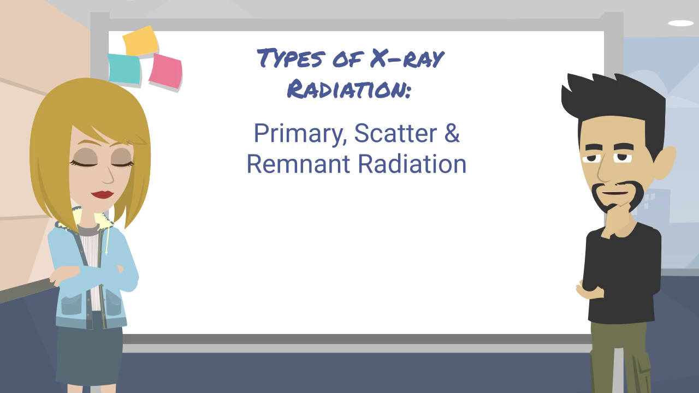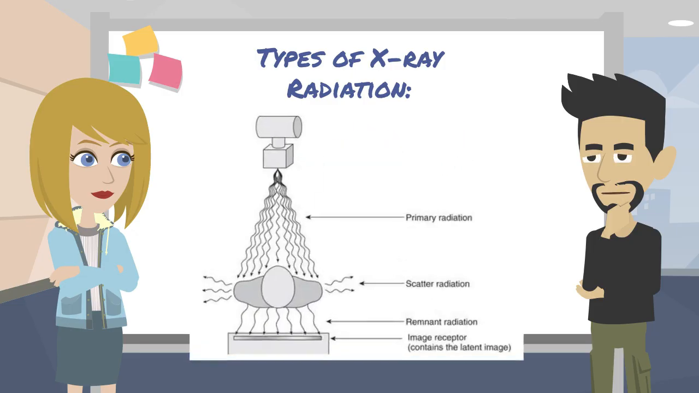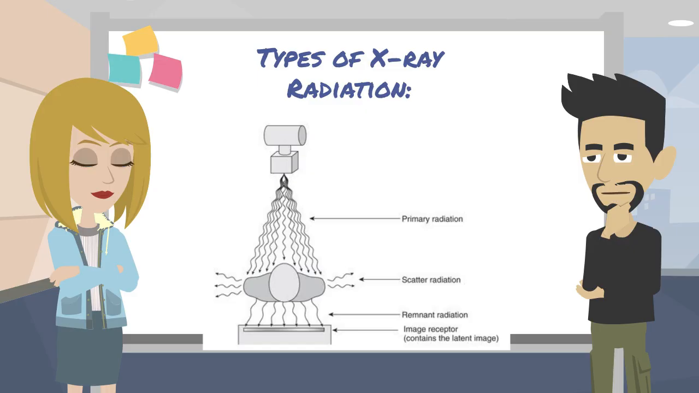The radiation that leaves the tube is called primary radiation. Radiation from the primary beam is randomly scattered within or outside the body. Scatter radiation travels in all directions from the patient, is very difficult to control, and has less energy than the primary beam. Remnant radiation is what remains of the primary beam after it has been attenuated, or reduced in intensity, by the patient's body.